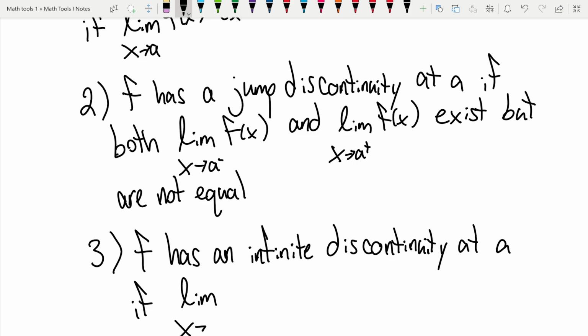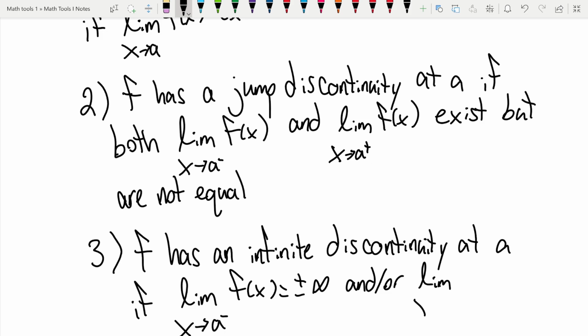at a if the limit as x approaches a from the left of f of x equals plus or minus infinity, and or the limit as x approaches a from the right of f of x equals plus or minus infinity. Okay, so it just needs to be infinite on one side, right? And it could be infinity on one side, it could be negative infinity on one side. We're just looking for some kind of infinite. It doesn't matter what the sign is.